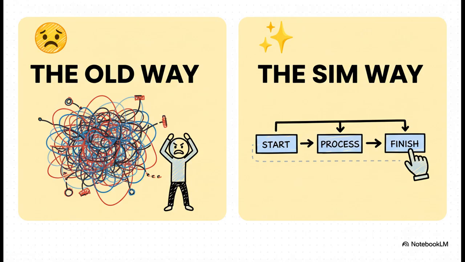And this really shows you the shift we're talking about. The old way, I mean, it was just a tangled mess of code, wasn't it? It was slow, it was way too technical, and honestly, just frustrating. The Sim way, on the other hand, is this clean visual flow. And here's the kicker, it's designed to be fast enough to keep up with your brain. You can actually build at the speed of an idea.